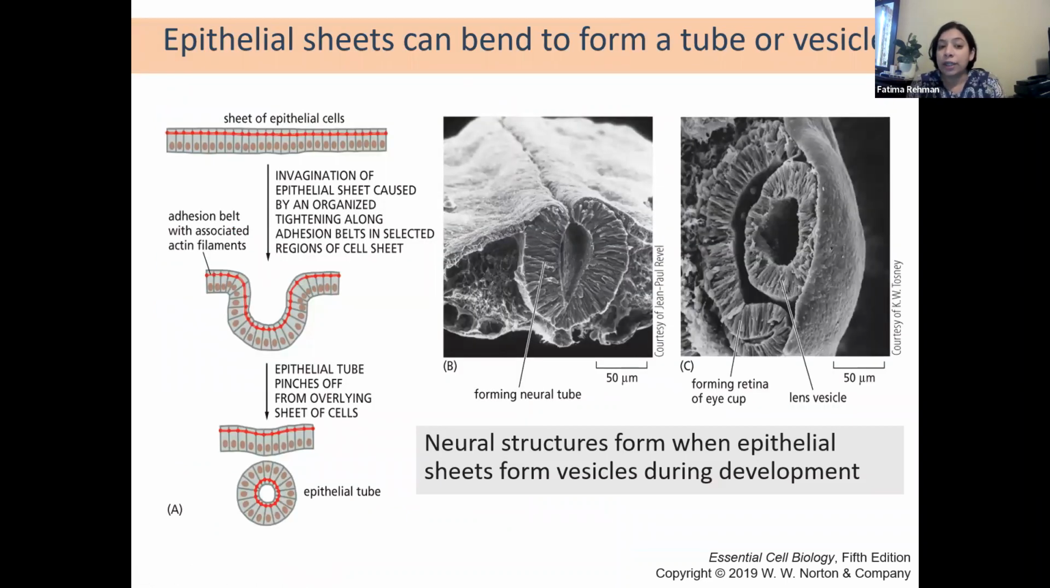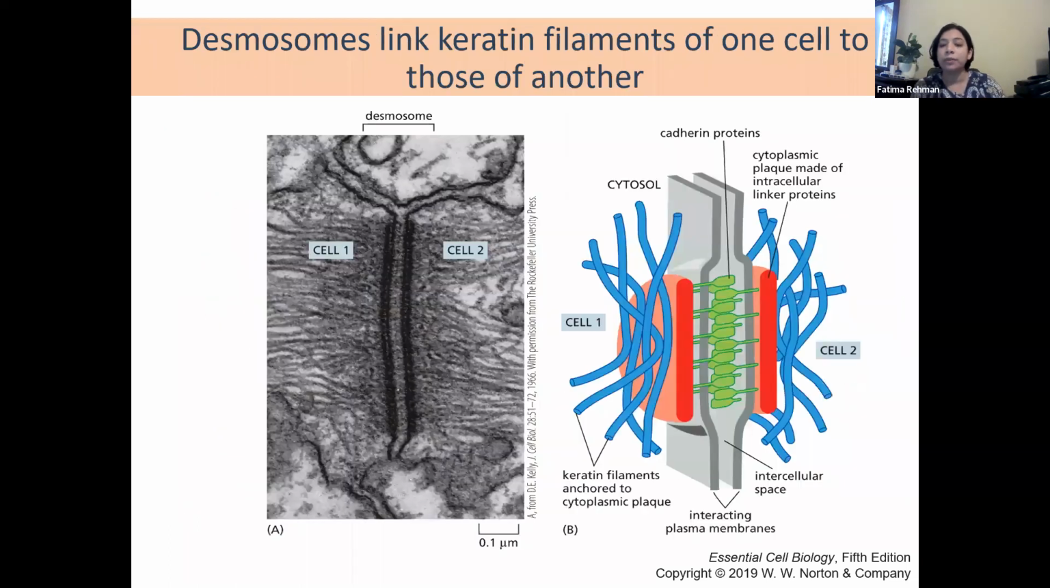This type of epithelial sheet, once made, is going to be pretty strong. You can imagine it's like sewing them, stitching them together to make a very nice, clean structure. They can be bent to form a tube or a vesicle. And here is an example of that, where you can have invagination of these epithelial sheets to create an epithelial tube, for example, or another structure. Neural structures are formed with something similar to that, right? When epithelial sheets come together to create these kinds of vesicles during development. So they will have a similar structure.